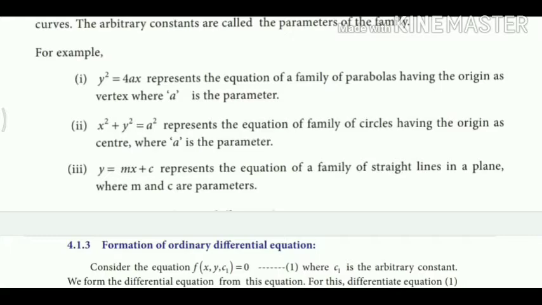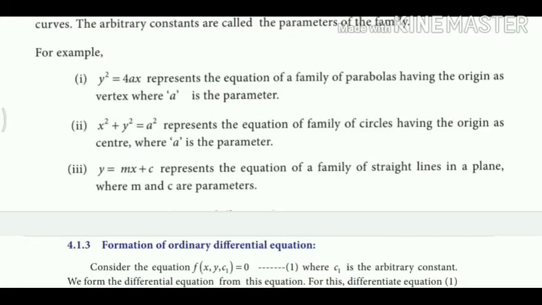In the third, y equal to mx plus c represents the equation of a family of straight lines in a plane, where m and c are parameters. Here 2 parameters are given, that is, the 2 arbitrary constants are nothing but parameters. So if questions are given like this, we have to eliminate these 2 constants by differentiating until the constants are eliminated. Okay, so this is about the family of curves.